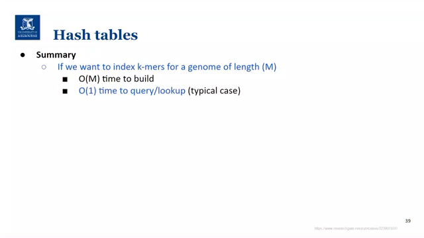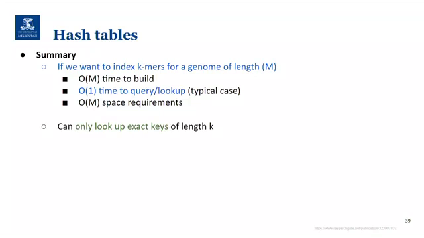And the main thing for hash tables is a quick lookup time, ideally O(1), if we have a proper hash function. In terms of space requirements, again, it's proportional to the size of the genome. But the problem is we can only look up exact keys of length k. So what if we have mismatches? What if we need to allow some sort of variance in our keys? Then we can't use hashes. We'll discuss alternative data structures in the next lecture, to encompass mismatches as well.